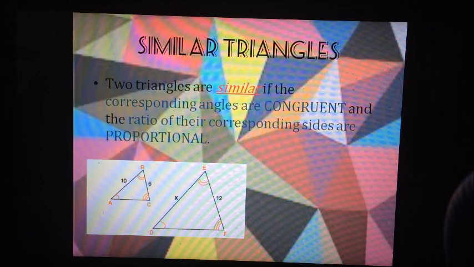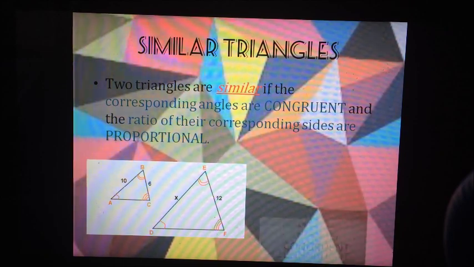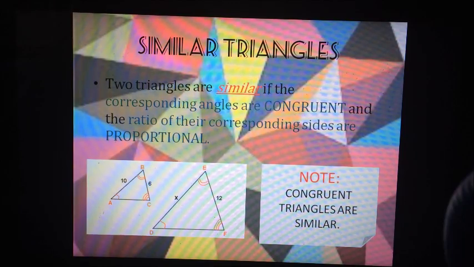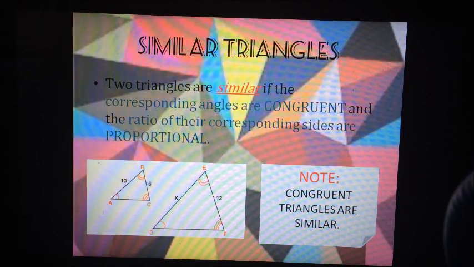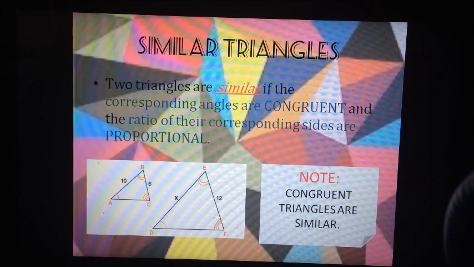Sa figure na to, makikita nyo na ang angle A, B, at C ay congruent sa D, E, and F respectively. Note, congruent triangles are similar. Dahil ang congruent triangles ay parehas na equal at proportion, at ang similar triangles are proportion. Therefore, ang congruent triangles are similar.